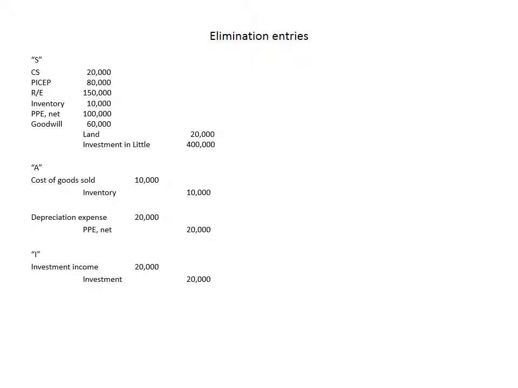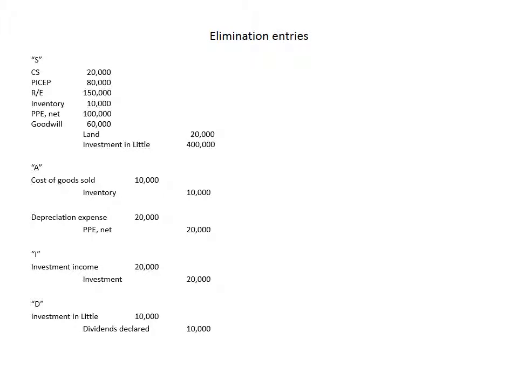Next, we have the I for investment income entry. Again, we have $20,000 of investment income in the parent's ledger, so we're going to eliminate investment income with a debit and a credit to the investment in Little account.